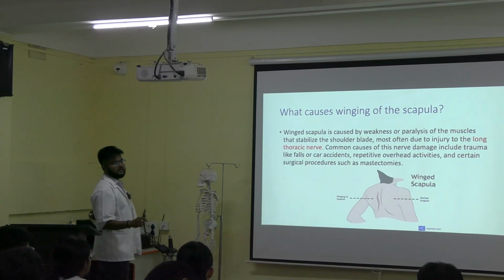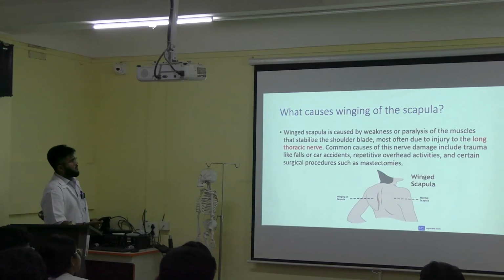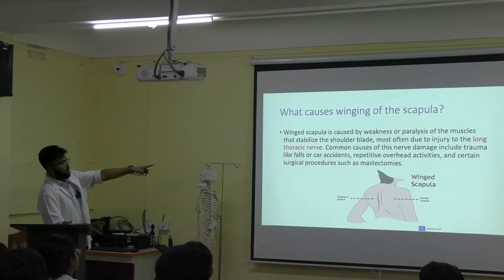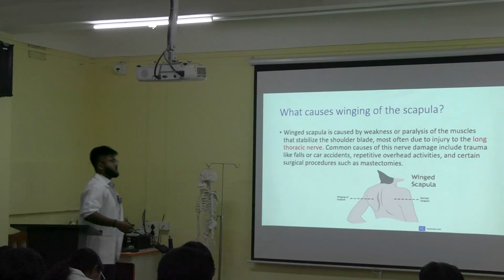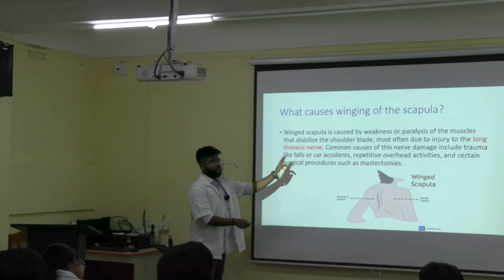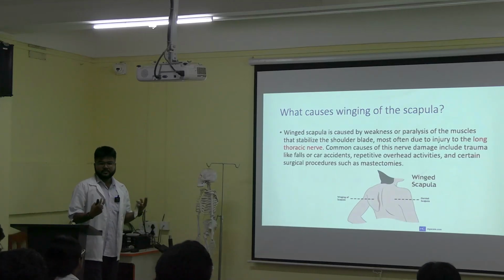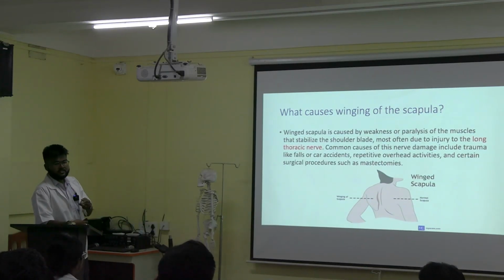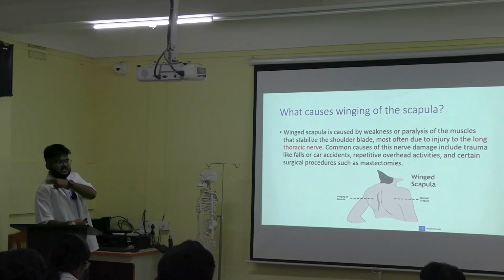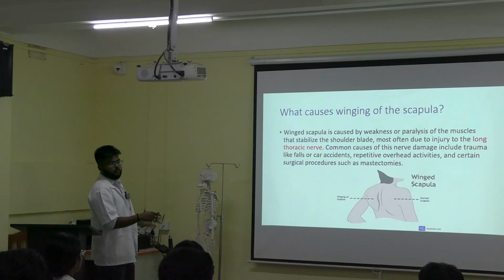Common causes of this nerve damage are trauma like falls or car accidents, repeated overhead activities, and another important cause, mastectomy surgery. Do you know mastectomy surgery? It means breast surgery. In breast surgery, if the surgeon injures this nerve, this muscle is paralyzed. This condition is called winging of the scapula.